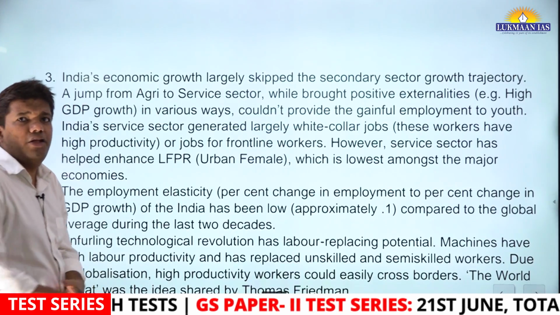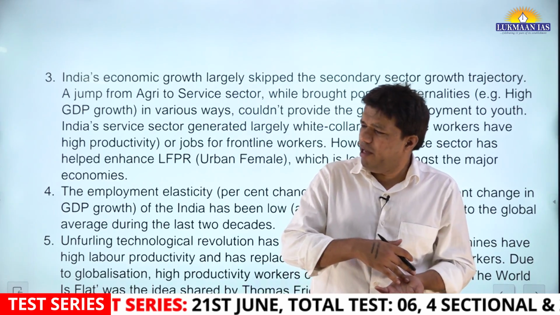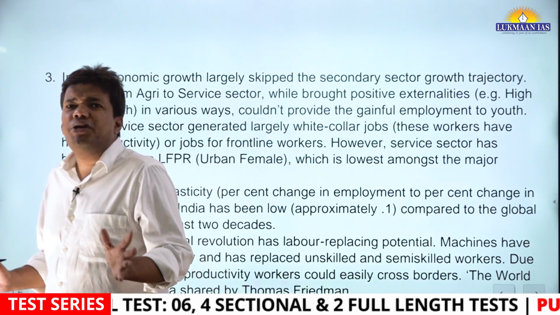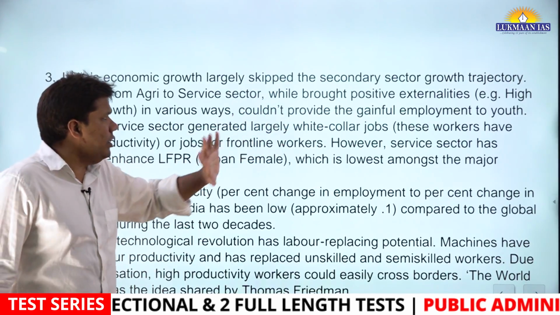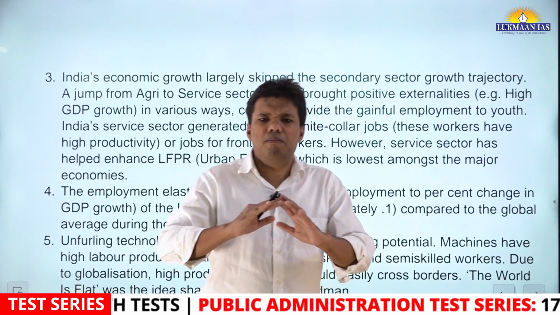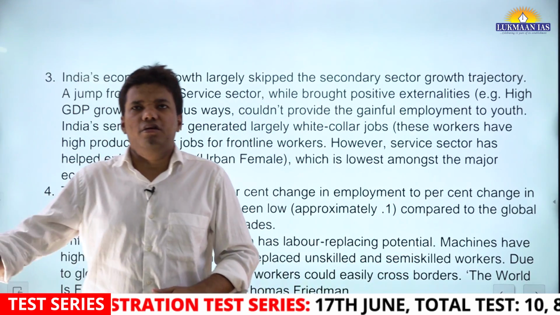India's economic growth largely skipped the... Okay. So when you move from the agri to your service sector, there is positive externality. Positive externality, you understand. Let's say there is a ban on tobacco consumption. So positive externality is good health. Okay.